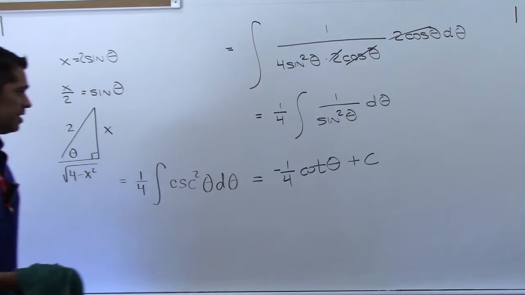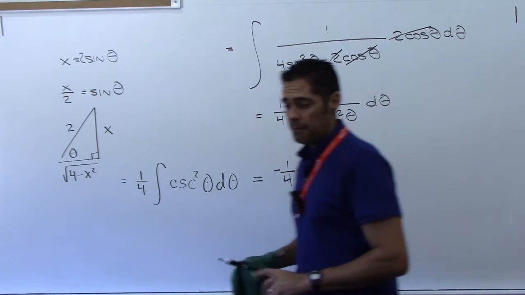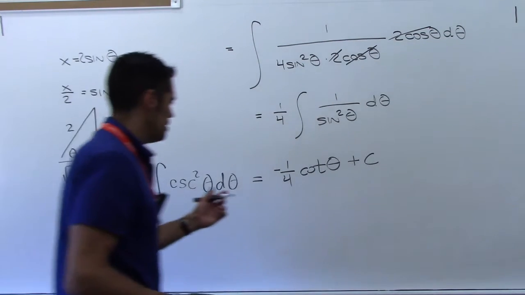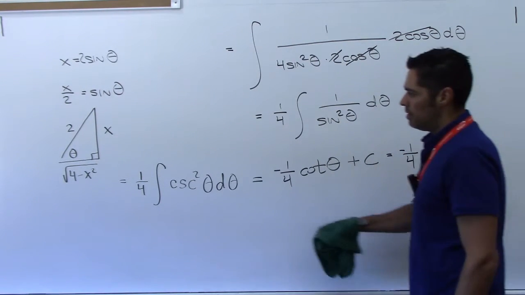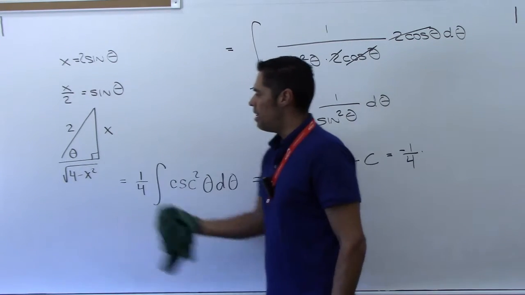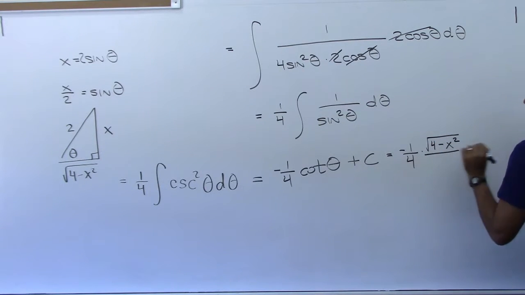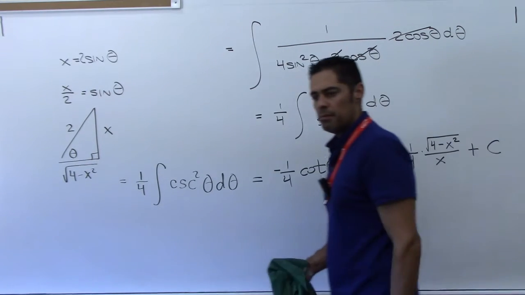What is the definition of cotangent? It's the reciprocal of tangent, so it's cosine over sine? Or adjacent over opposite, right? Adjacent over opposite. So this is going to become negative 1/4 times the adjacent side of this triangle over the opposite side. So root 4 minus x squared over the opposite side x, plus some constant of integration. That's it.